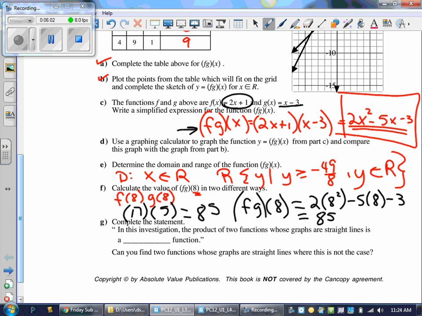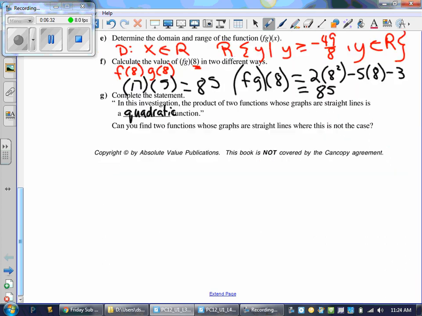So letter G here, it says complete the statement. In this investigation, the product of two functions whose graphs are straight lines: if you have two linear functions and we times them together, we get a quadratic. Now, can you find two functions whose graphs are straight lines when this is not the case? Any two straight line functions where it's not the case?